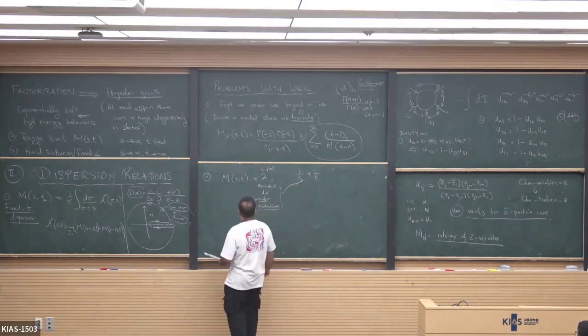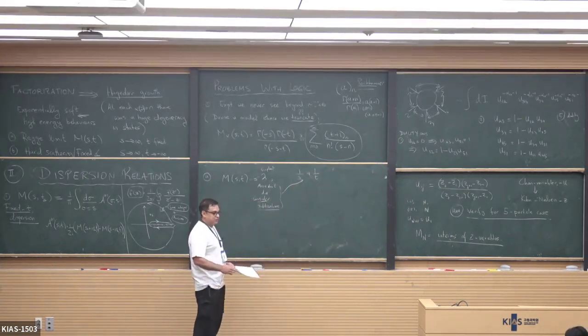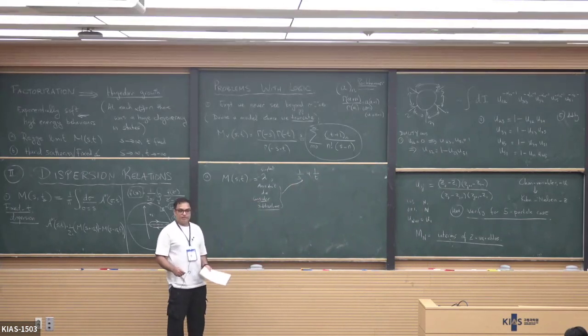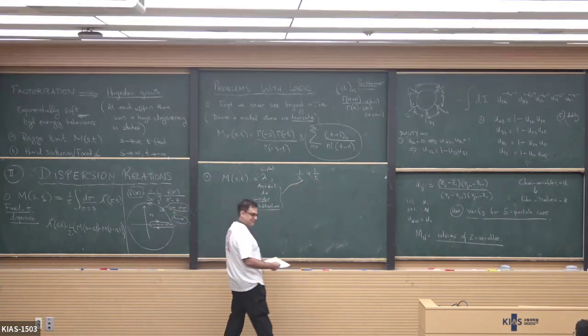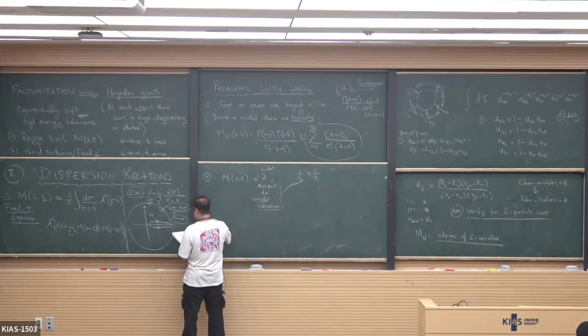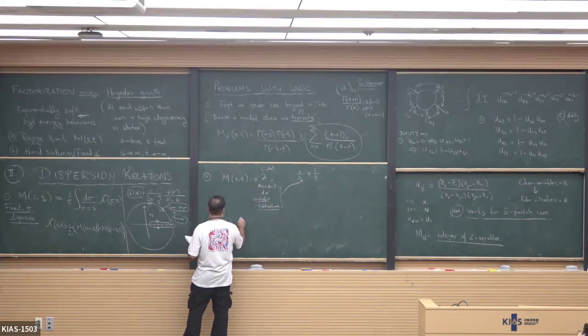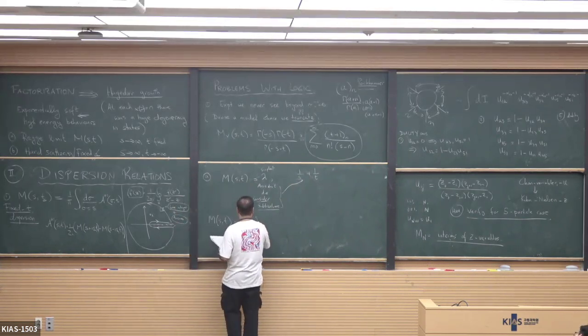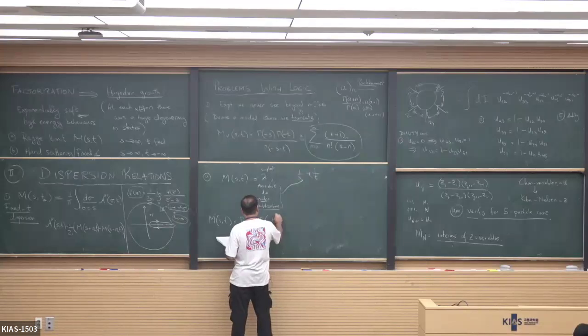So for my illustrative purposes, the simplest example is actually the string theory amplitude. So let's consider the Euler beta function. So M of s, t is equal to gamma of minus s, gamma of minus t, over gamma of minus s minus t.